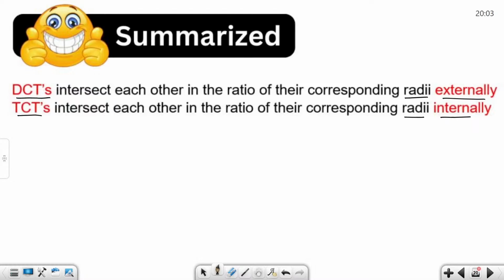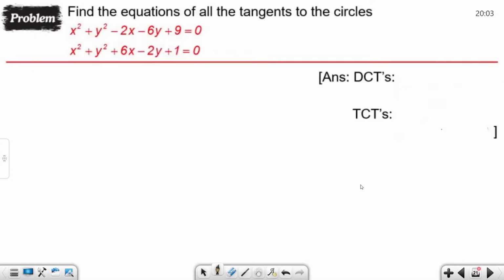Whether it is direct common tangent or transverse common tangent, no problem. We will use this particular theory to find out its equation. So let me take one example, it is the better way of understanding the theory. Let me take one example of finding out the equation of the direct common tangents and transverse common tangents.